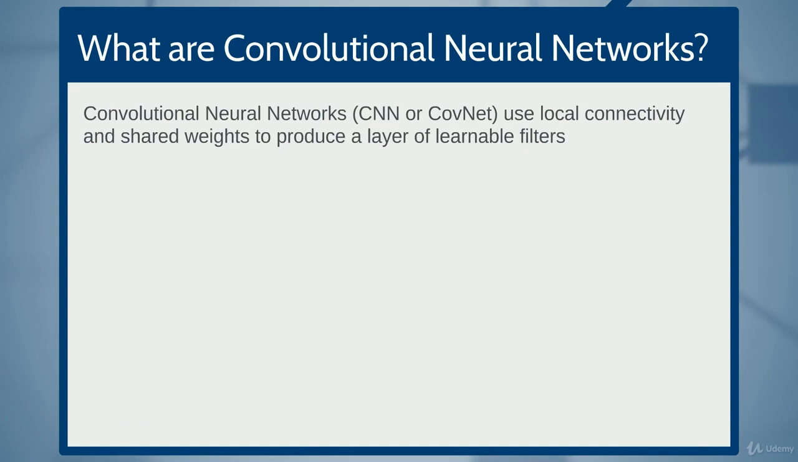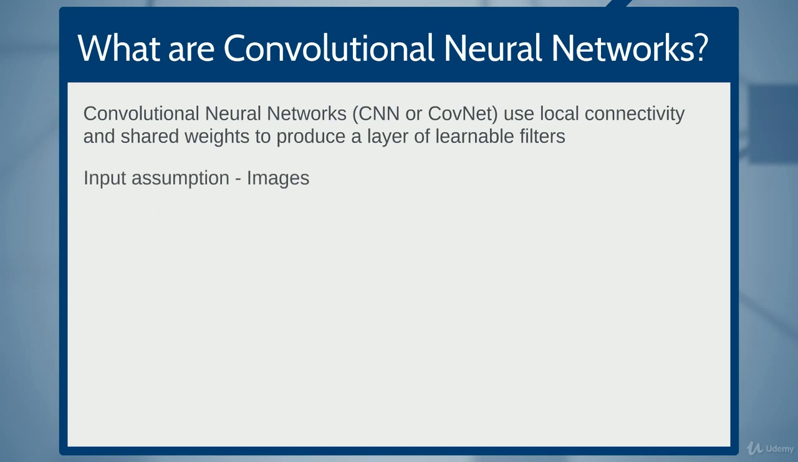What is a convolutional neural network? Well, a convolutional neural network uses local connectivity and shared weights to produce a layer of learnable filters. So if you're at all like me, when you first heard this, you probably had no idea what local connectivity, shared weights, or learnable filters are. So that definition doesn't really help, but fortunately, we are going to explain each of these in turn throughout this video. So first, convolutional neural networks are designed to work on images.